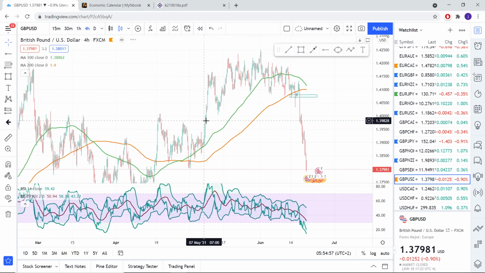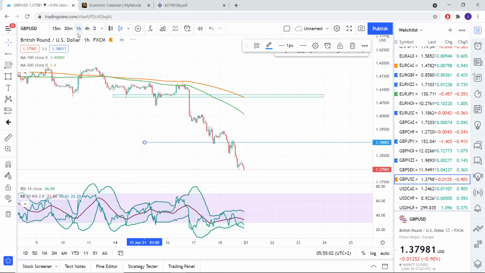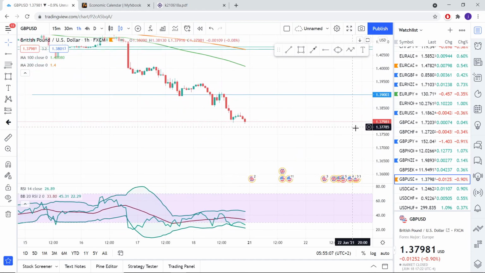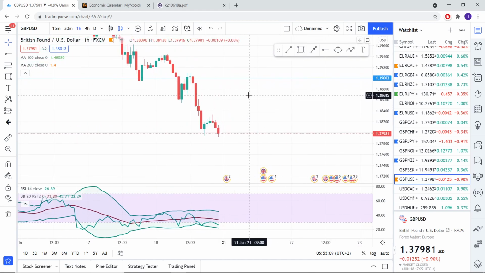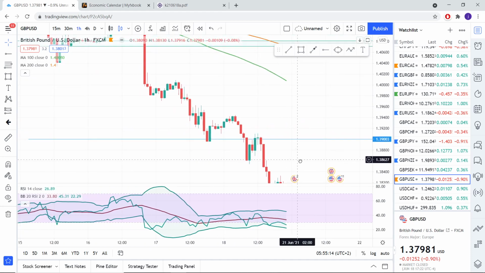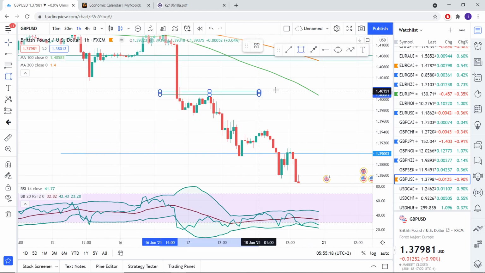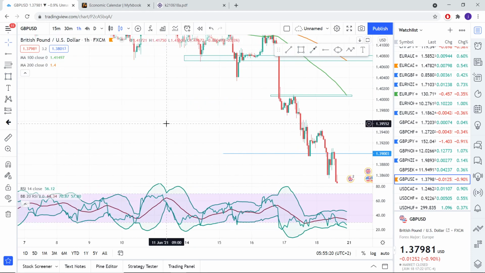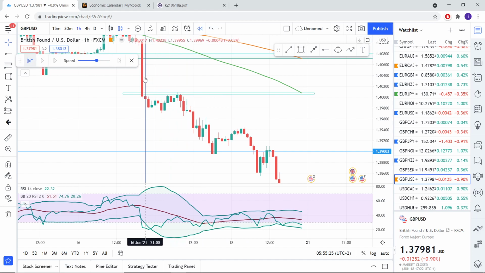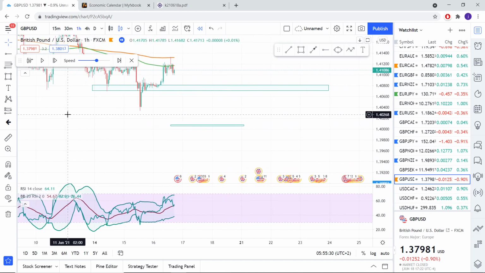GBPUSD, same story, looking for some pullbacks, probably somewhere into this area right here to continue with the bearishness. And as you can see, we had a fairly nice trend back downwards. So you could have possibly gotten into a sell here as well after this break here, if we were to see this happening. Let me do a little playback for you guys.